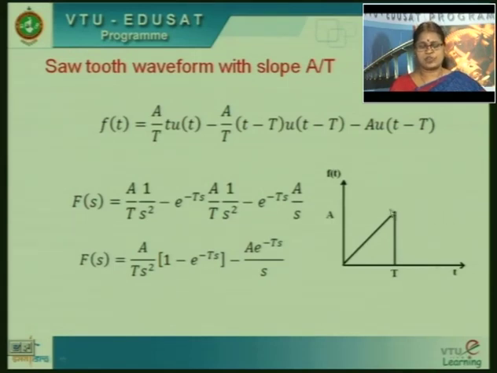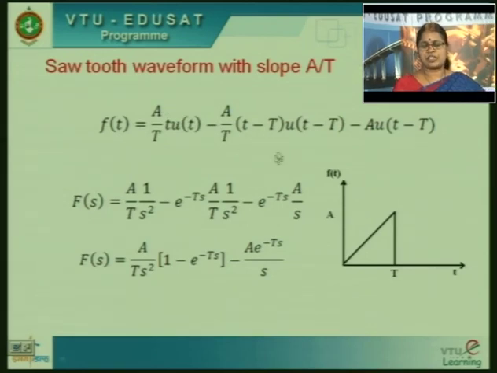The magnitude of this function after t greater than capital T is capital A. So, if I add another unit step function with magnitude minus A, or a negative step function, then we get this Sawtooth waveform. So, we can easily get the equation for the Sawtooth waveform: we can synthesize it as a ramp signal, then a shifted ramp signal and a step signal.